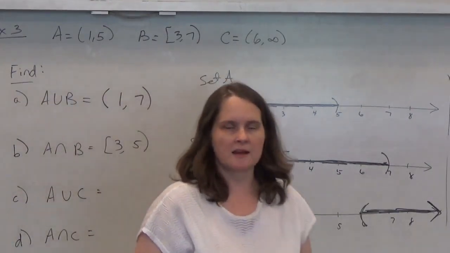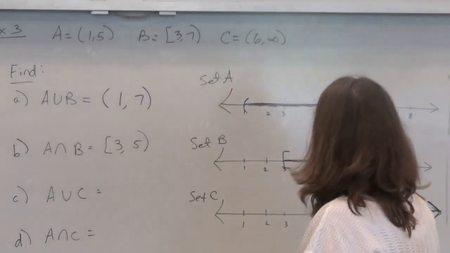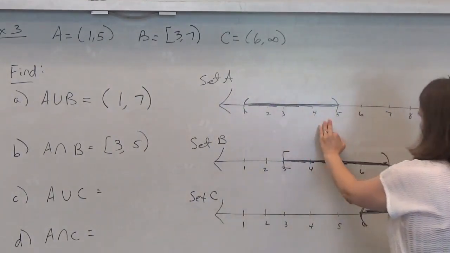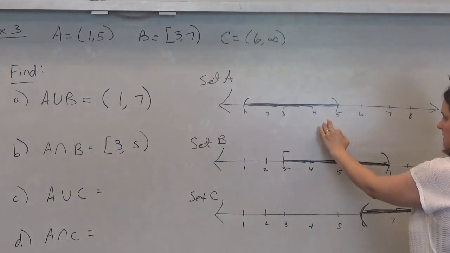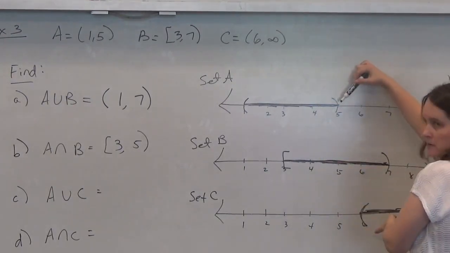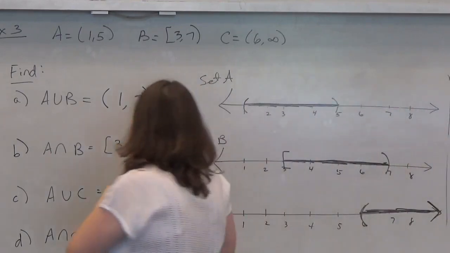So for part C, you're asked to find A union C. So you need set A here and set C here, all combined into one set. All right, now you'll notice there's a gap from 5 to 6. All right, so you probably didn't know how to write that.